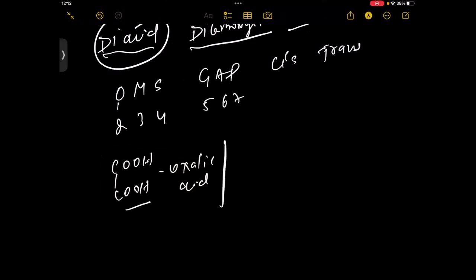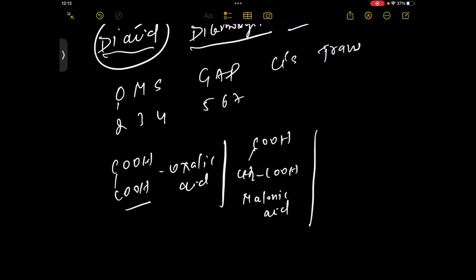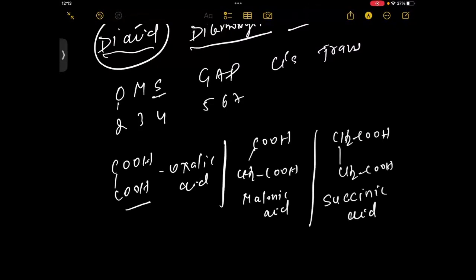Similarly, M means malonic acid, and malonic acid contains 3 carbons. One is COOH, second is CH2 and COOH. This is the malonic acid. Okay. And here is S, with 4 carbons. One is CH2, COOH, here is a CH2, COOH. This is called succinic acid. Here is succinic acid. Okay. So see, 4 carbons, I have written 1, 2, 3, 4. This is the succinic acid.